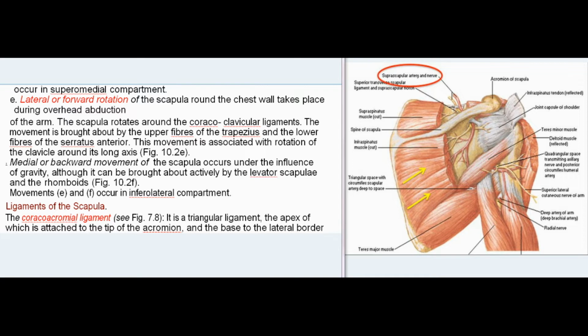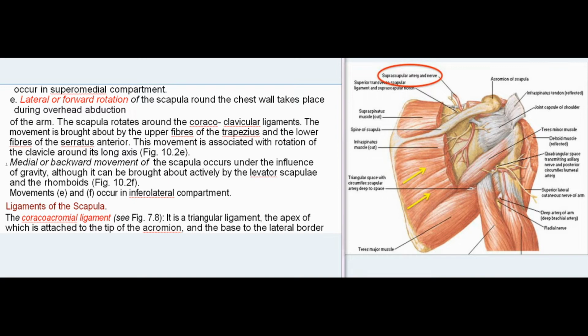Medial or backward movement of the scapula occurs under the influence of gravity, although it can be brought about actively by the levator scapulae and the rhomboids, Fig 10.2f. Movements E and F occur in the inferolateral compartment.